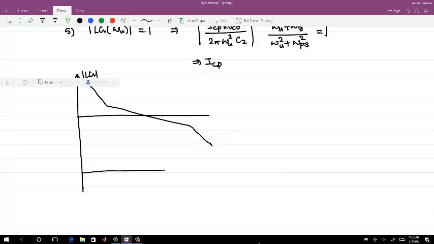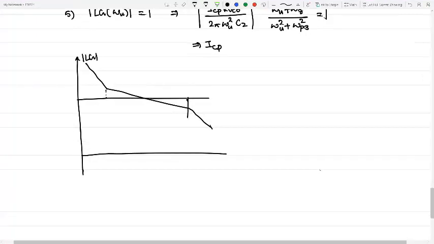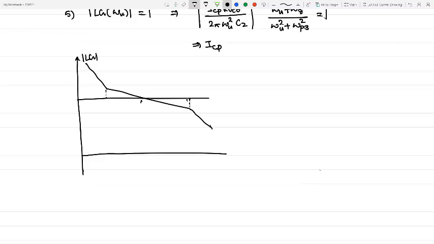Then the phase margin of this. This one is omega u, omega z, omega p3 and omega. So phase, let me just get this here. This line is not straight. Anyways.